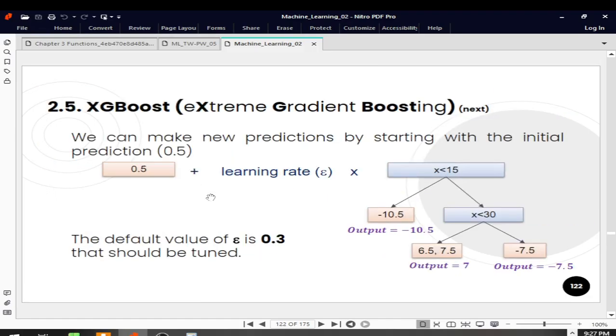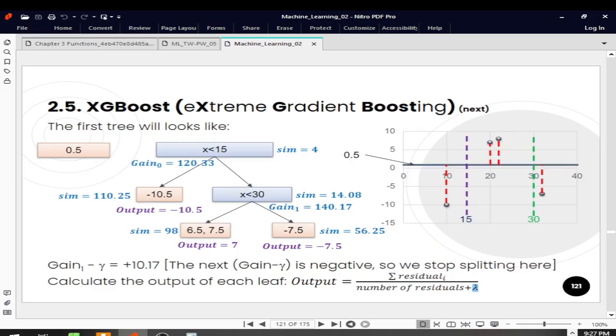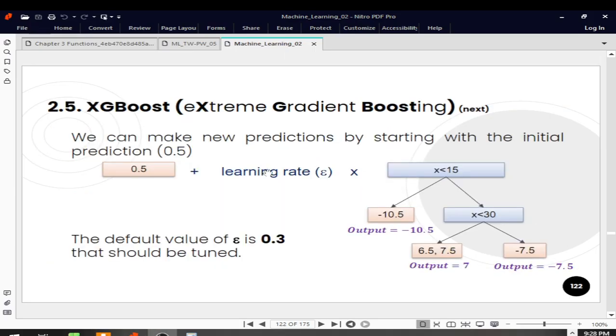It's supposed to be here. Well, I was trying to find out the formula from the written notes, but it's obvious and easy. This is the old prediction, which equals 0.5. We add to it what we are going to try to fix.